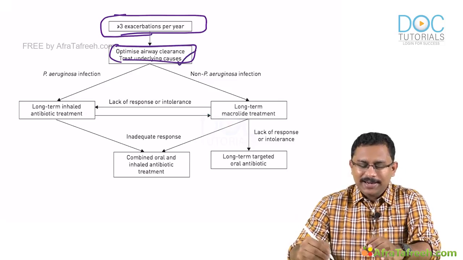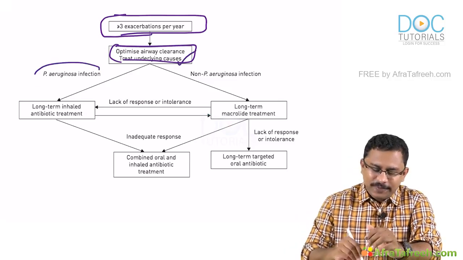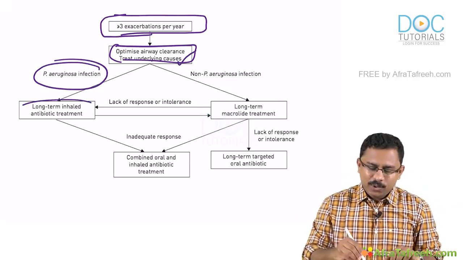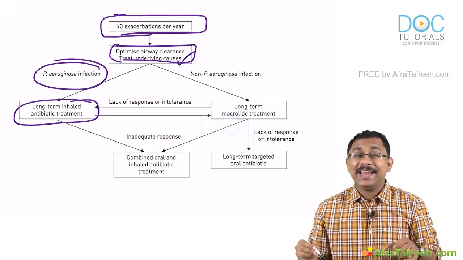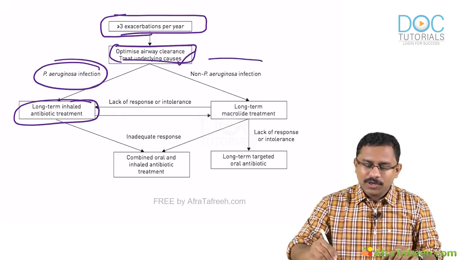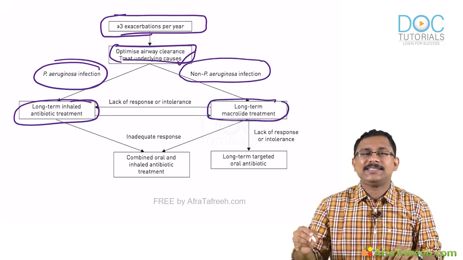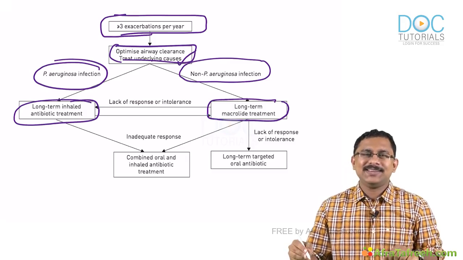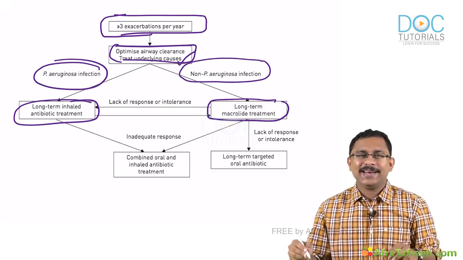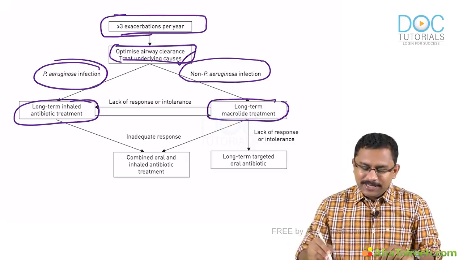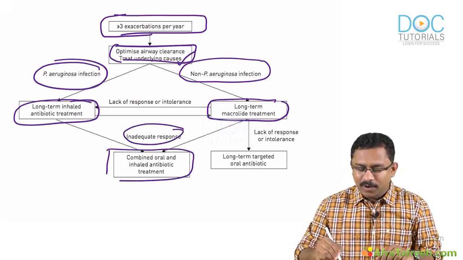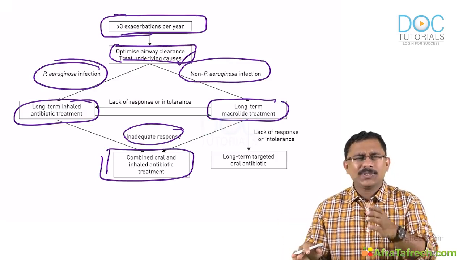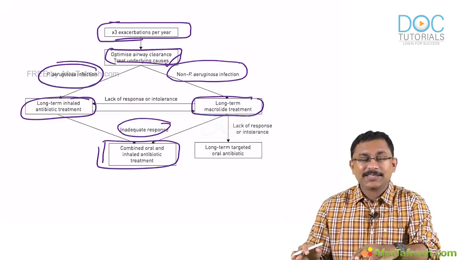So you have got to treat the underlying cause if there are multiple exacerbations, and if you find that Pseudomonas aeruginosa is the possible triggering agent, you have to go for long-term inhaled antibiotic therapy. In non-Pseudomonas aeruginosa infections, macrolides are the ones which are preferred, because macrolides have atypical coverage, so they would cover atypical organisms also, like mycoplasma. If there is inadequate response, you can think of combining oral plus inhaled antibiotics. That is very important. This is how you will tackle the exacerbations of bronchiectasis.